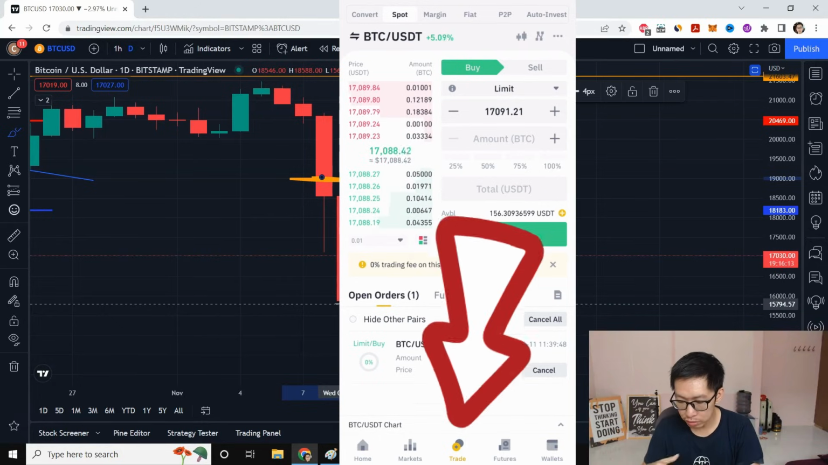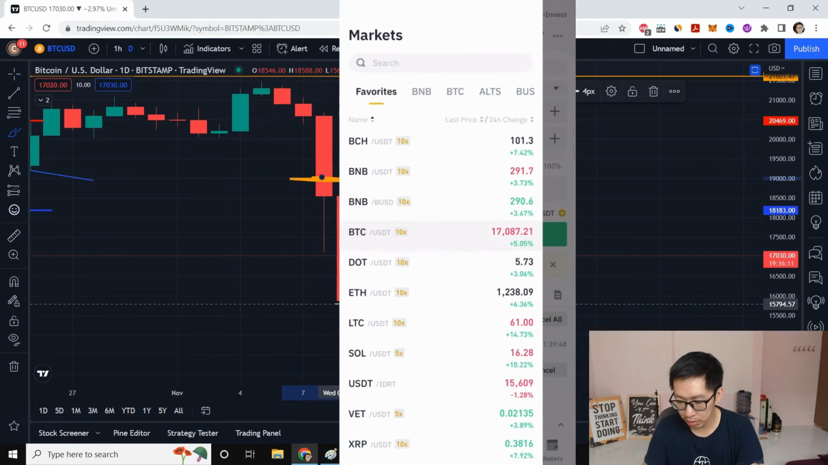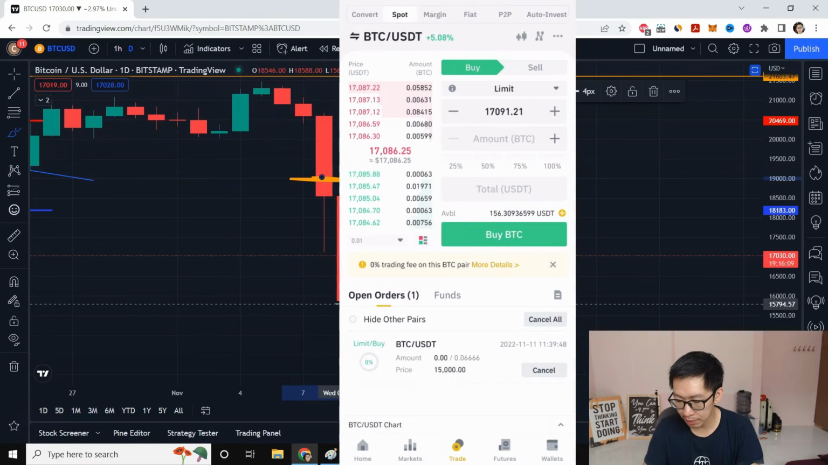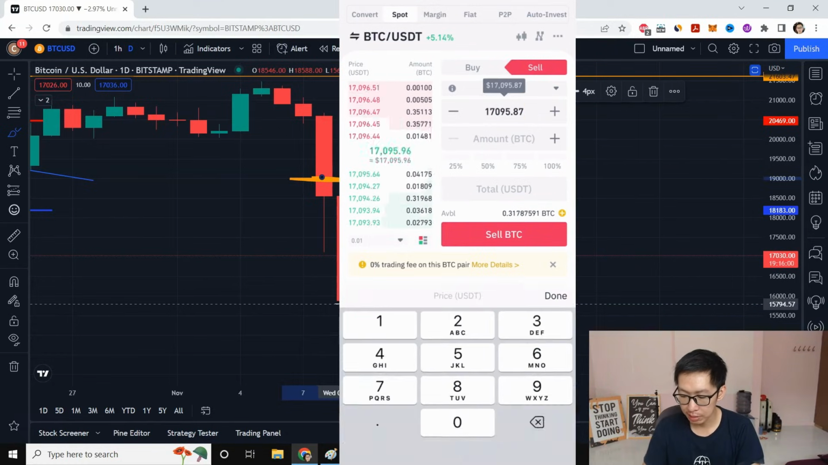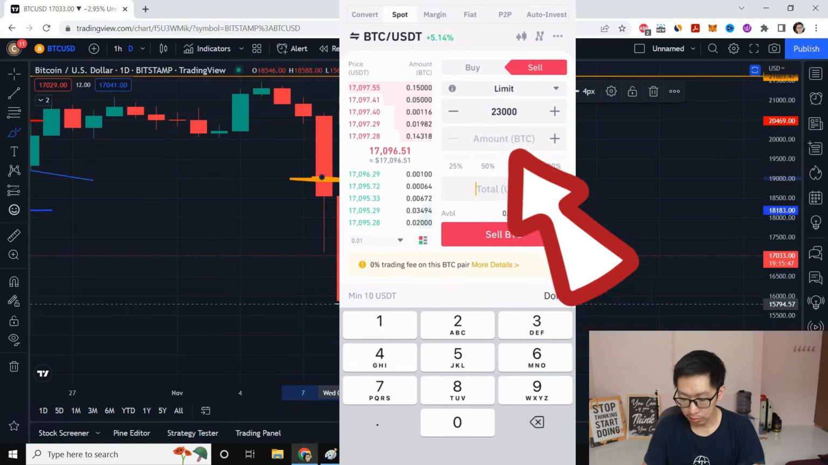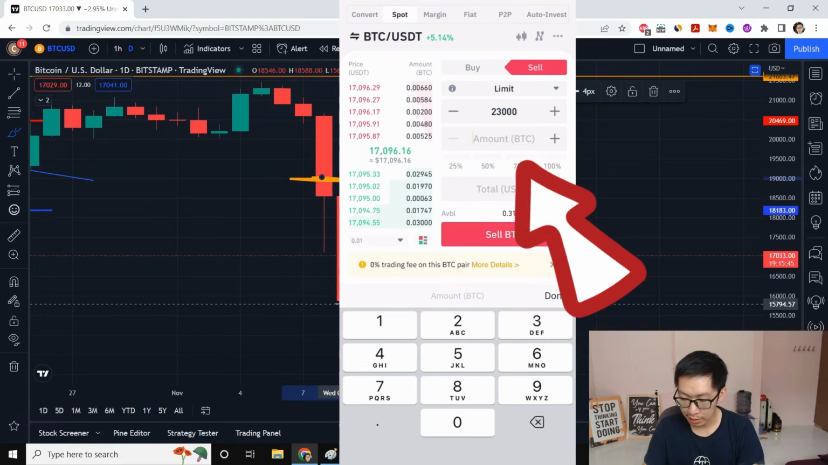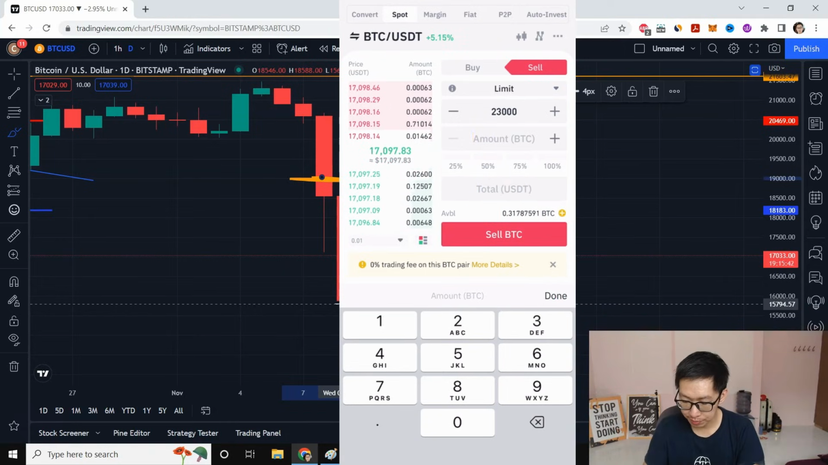Here you can go to trade. Again, you can select the coin right there, the market. And then if you want to set a limit sell, you can click here, sell. And then you can set a limit sell price, I'll show you an example, maybe 23k, right? And then the amount of Bitcoin that you want to sell.